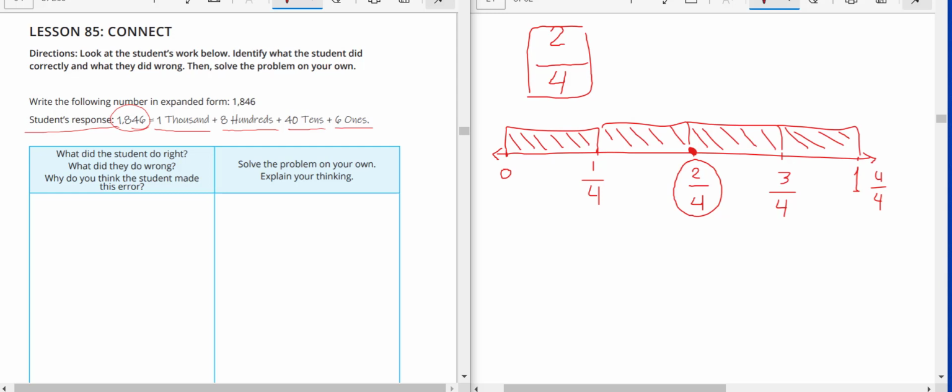What did the student do right? He wrote 1000 and 800 and 6 ones.